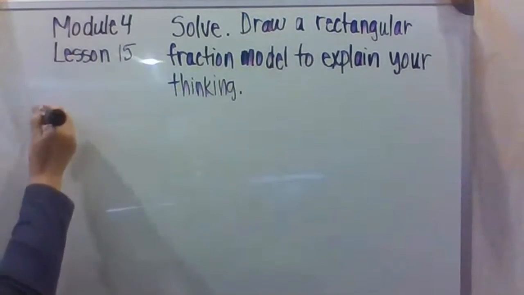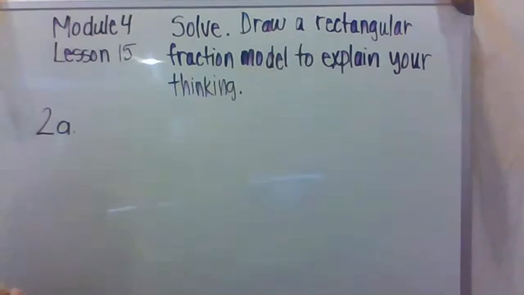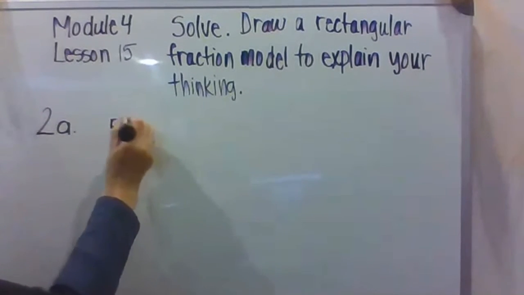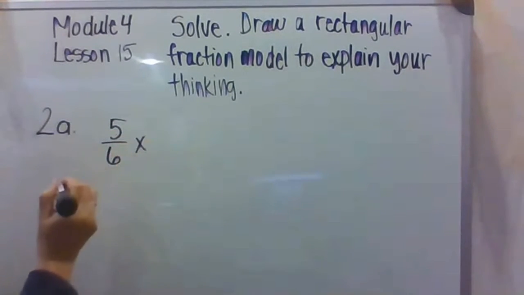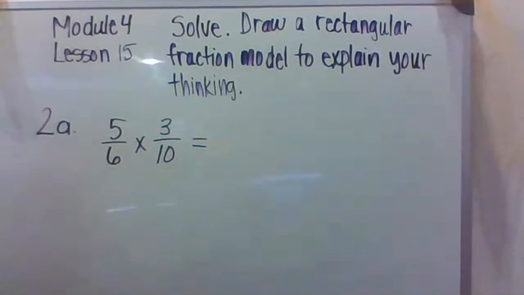So again, part 2 does not expect you to do the rectangular fraction model. Only do it if it helps you. So they would give you 5/6 times 3/10. So how would I go about solving this without the rectangular fraction model?